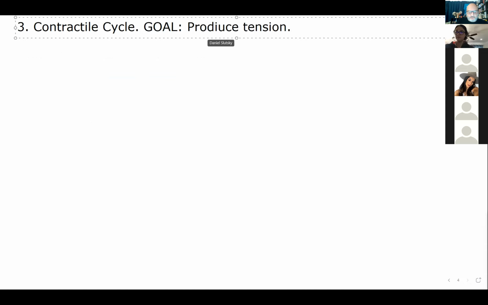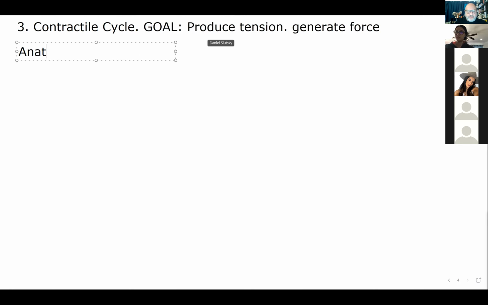Right, to generate a force. Excellent. And we need to understand our anatomy to do this. The anatomy we're going to care most about is the anatomy of the sarcomere. And again, this is anatomy we're already familiar with. We know that there are 7 proteins you are responsible for that are going to make up the sarcomere.